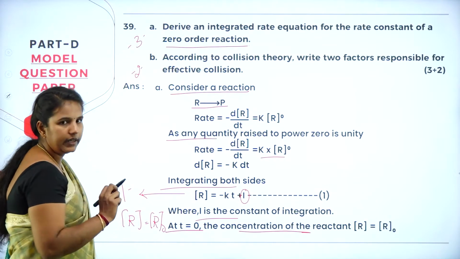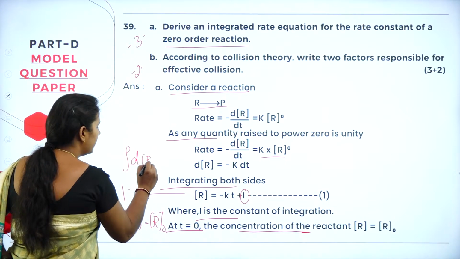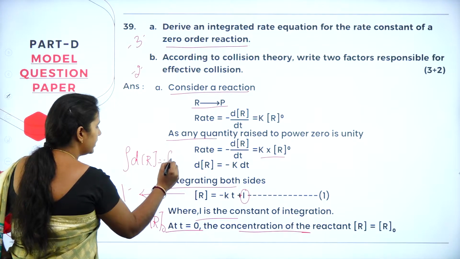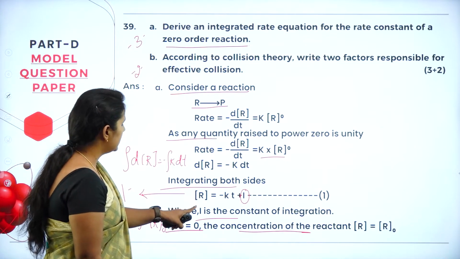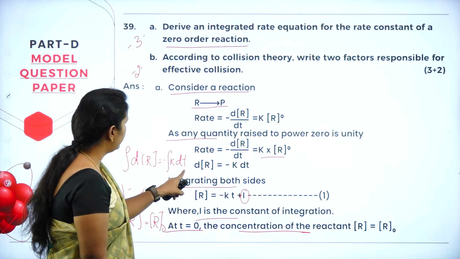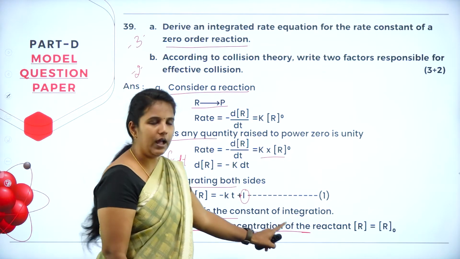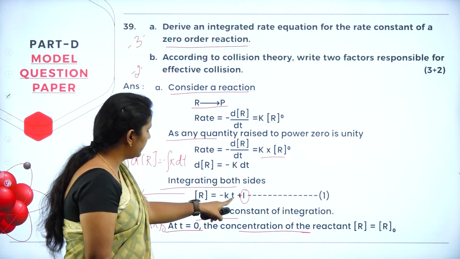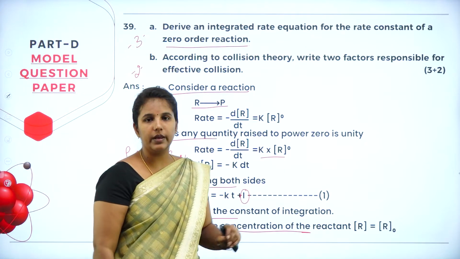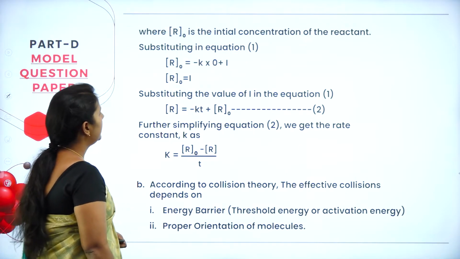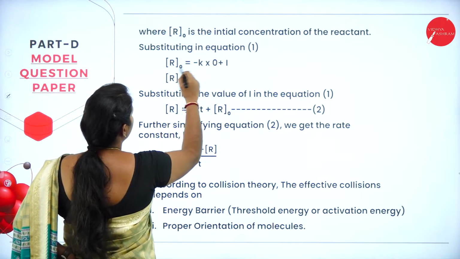Okay, the integrated equation. Understand here, they will do the integration of dR and the integration of minus k dt. So you will get the integration of dR is R, which is equal to the integration of minus k dt, which is nothing but minus kt plus I. I is nothing but the integration constant. Suppose you take t as 0, then the concentration of the reactant will become R naught. Then the integrated rate equation can also be written as R naught equal to minus k into 0 plus I.